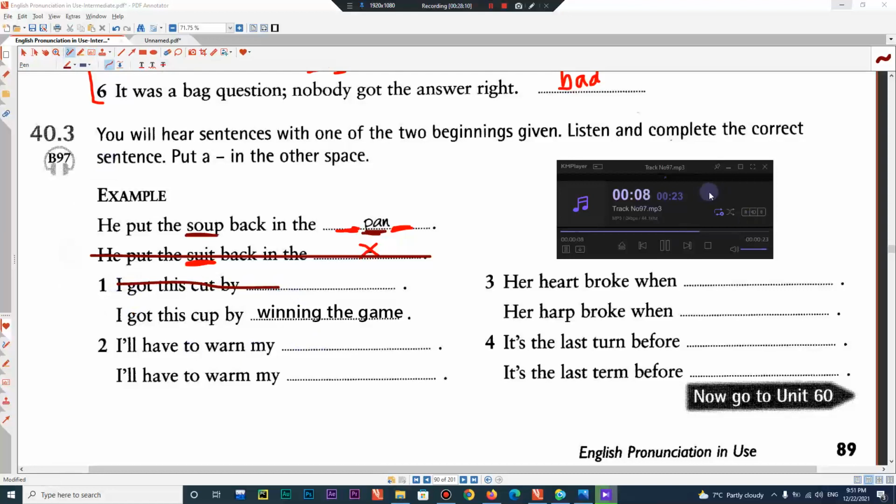2. I'll have to warm my hands. So you don't warm your hands, you warm your hands. It means you make them warm, not cold.